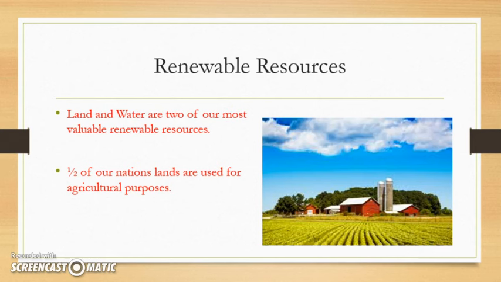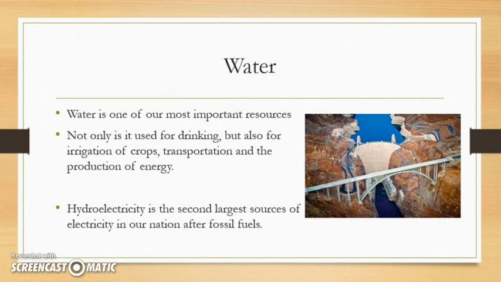Renewable resources are ones that can be recreated. Land and water are two of our most valuable renewable resources. Over half of our nation's lands are used for agricultural purposes, in other words, to grow food. Water, though, is one of our most important resources.